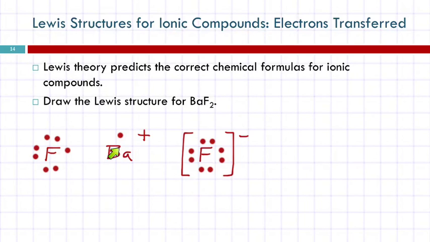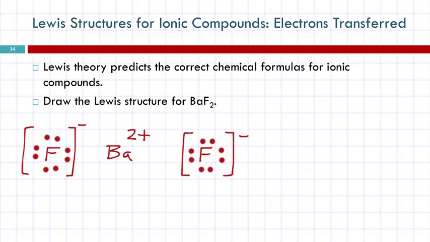So we're going to take this electron from barium and give it to this other fluorine atom. So put that over there. This fluorine now has a -1 charge. 8 valence electrons, is super happy. And now the barium has a +2 charge.